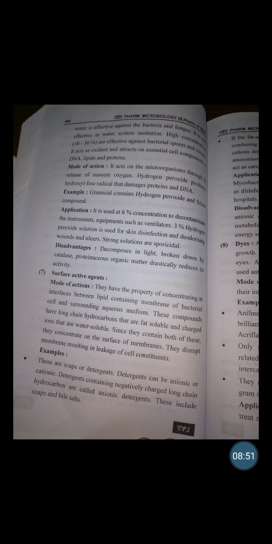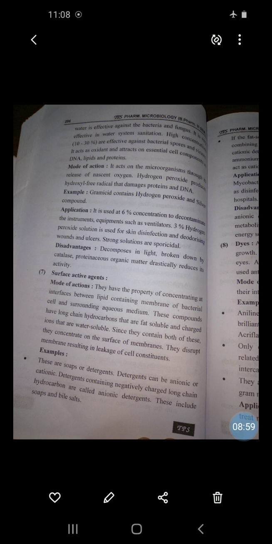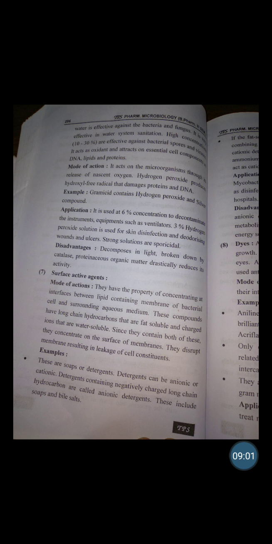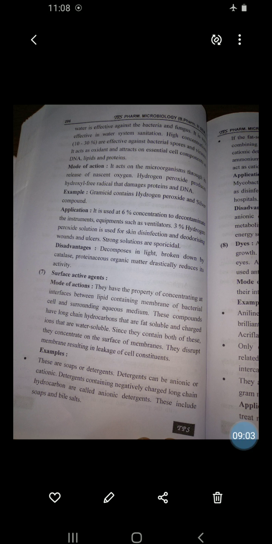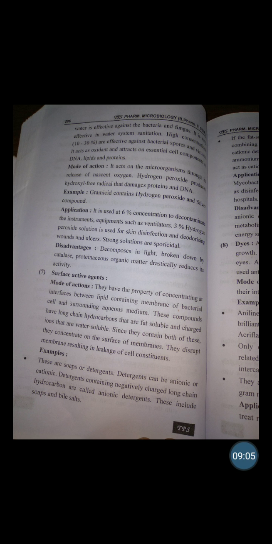Since they contain both of these, they concentrate on the surface of membranes and disturb the membrane, resulting in the leakage of cell constituents. For example, these are soaps or detergents.